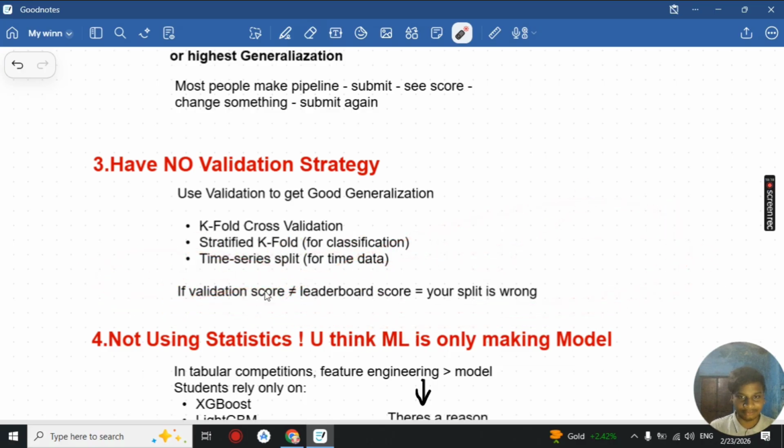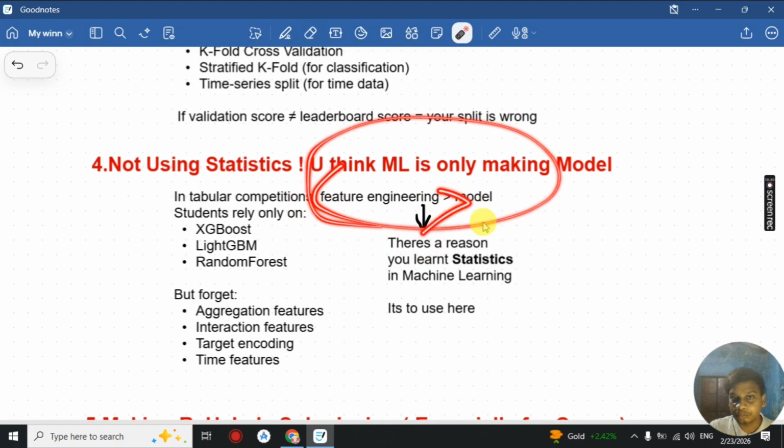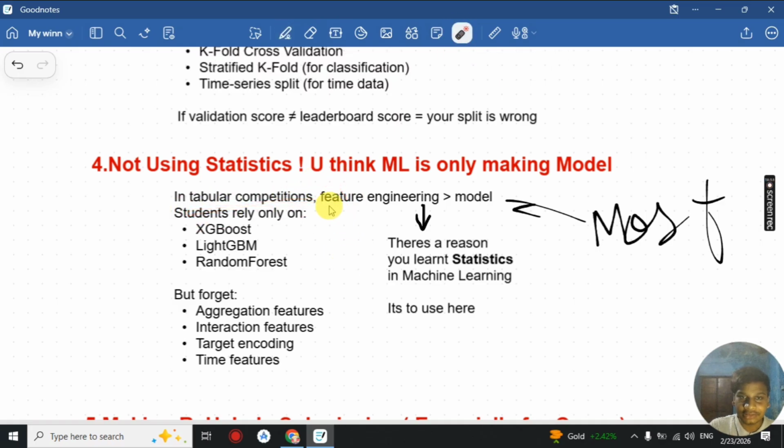Okay. The fourth point is that you must use statistics here, okay. It's a myth that machine learning is only about making models, which is a very big myth, and even 90% of students haven't used statistics in their machine learning, okay. You must understand that feature engineering is always more than your model here, okay. Even a small model with good feature engineering could get you a higher score than your big models, because feature engineering is a very important part.